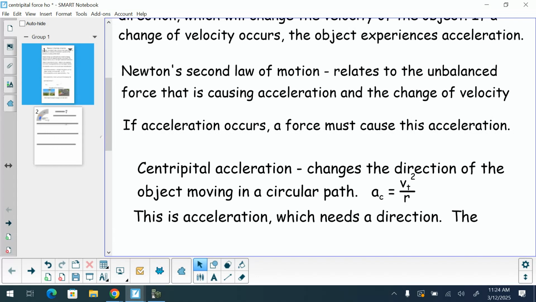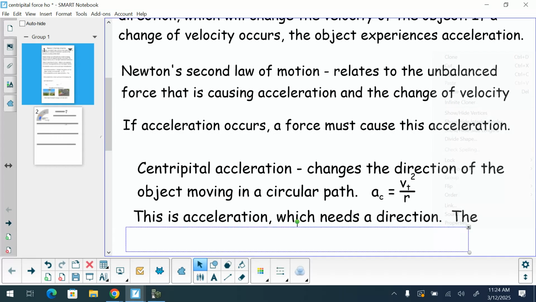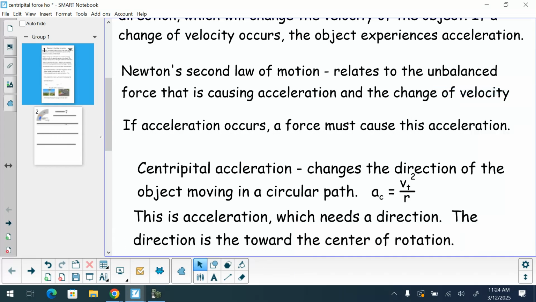Centripetal acceleration changes the direction of the object moving in a circular path. Once again, we have average tangential velocity squared divided by radius. The direction of this acceleration is towards the center of the rotation once again. This is all just rehashing what we just talked about already.